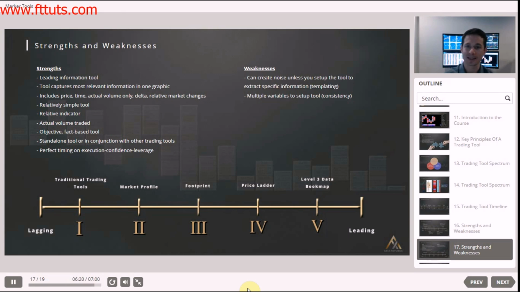So ultimately, that will give us a lot of confidence, which ultimately allows us to leverage up. Now, again, I'm going to reiterate this one last time. It's not a case that the footprint is significantly better. For me, it is a brilliant standalone tool, but it's an amazing, great tool when combined with the price ladder, as well as some of the lagging tools like the market profile and candlesticks.